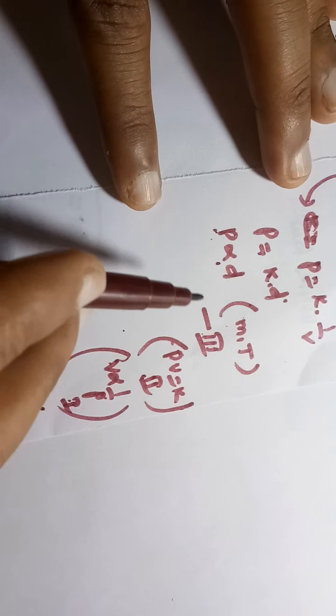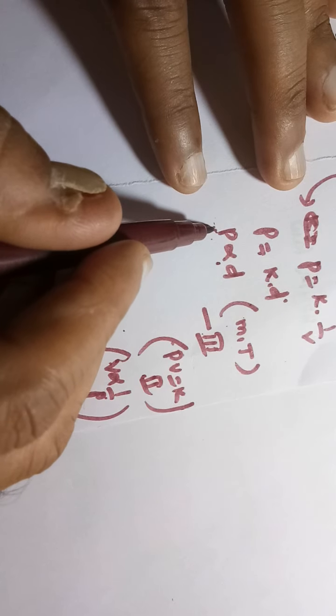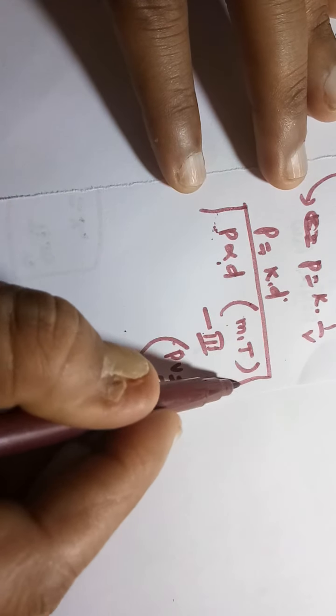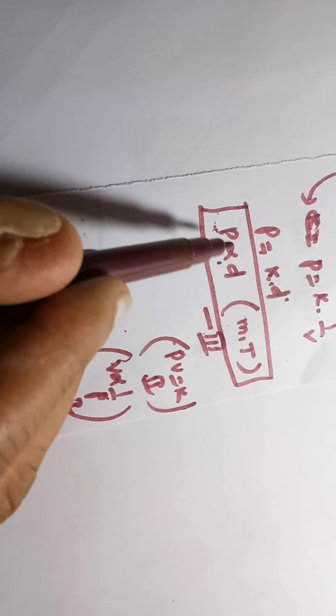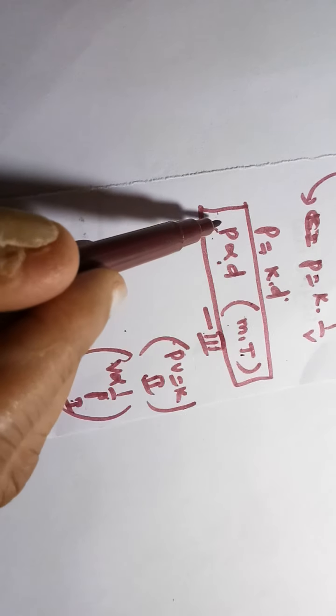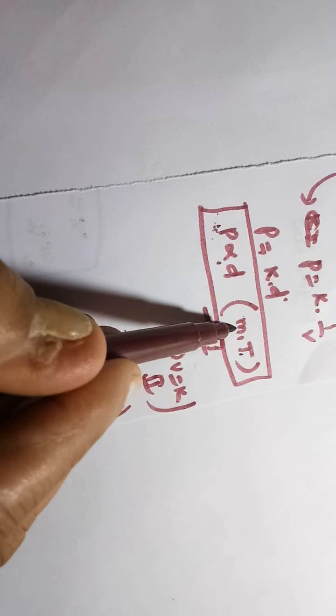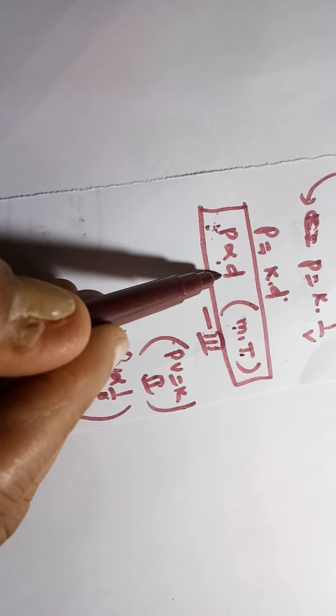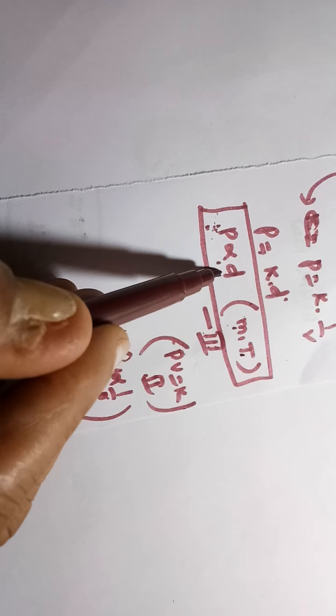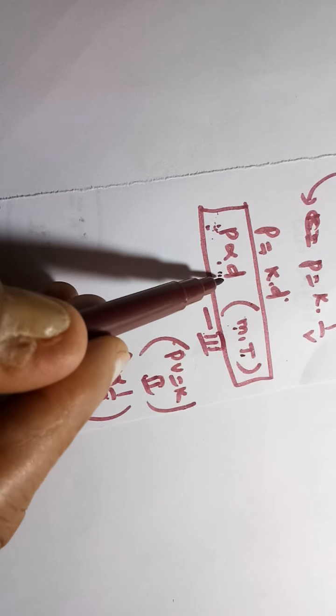Whenever P is proportional to D, from the proportionality relation we can write the principle. Before that, let me take the definition. At constant temperature, the pressure of a given mass of gas is proportional to density. This is also called Boyle's law.